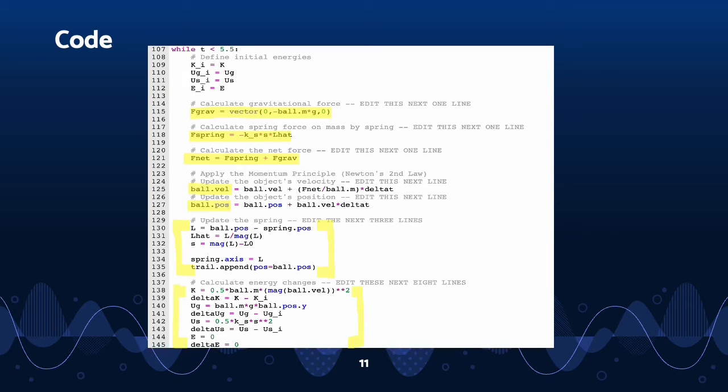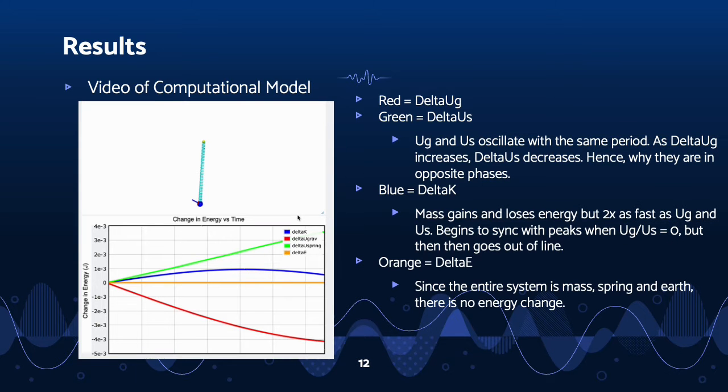And on line 130, I updated the spring formula as shown here. And lastly, I calculated the change in energies using the same three formulas from the previous slide. Based off the code from my previous two slides, here's a video of my computational model.